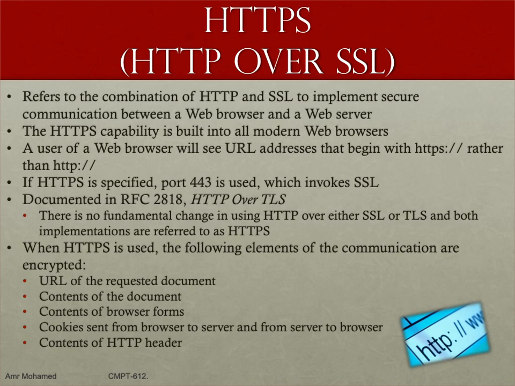So when HTTPS is used, the following elements of the communication are encrypted. Basically everything, with the only exception of the TCP header, is encrypted. Anything in the application level payload is encrypted, including the URL itself, because the URL is part of the HTTP header. The content of the document is encrypted. The content of the browser forms, cookies, everything is encrypted. Even the HTTP header itself is encrypted.